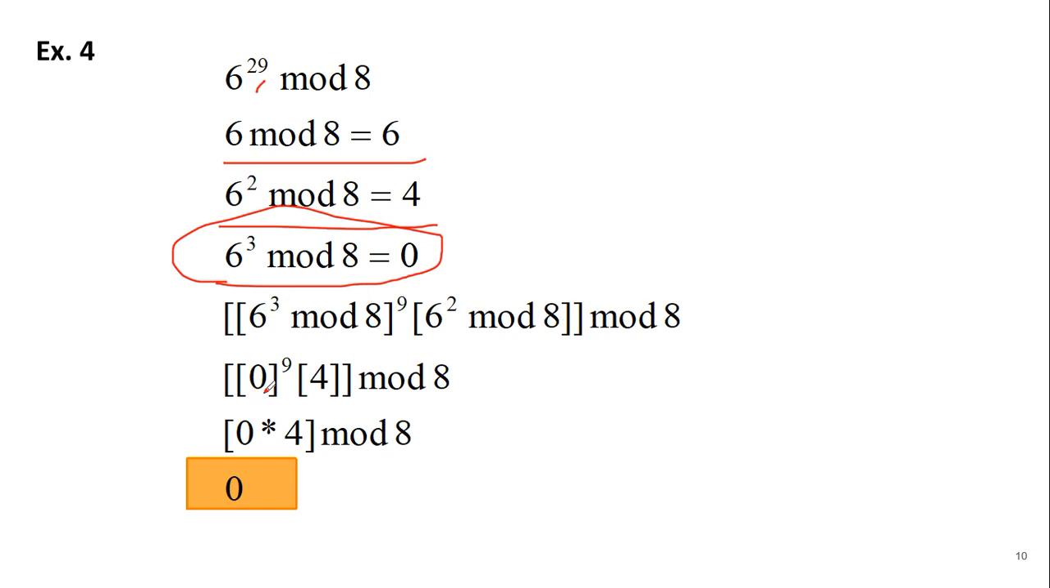Now this answer is 0 raised to 9 times 6 square mod 8, which is 4. 0 raised to 9 is 0, sorry, it is not 1, 0 raised to 9 is 0, so 0 into 4, so 0 mod 8 is again 0.